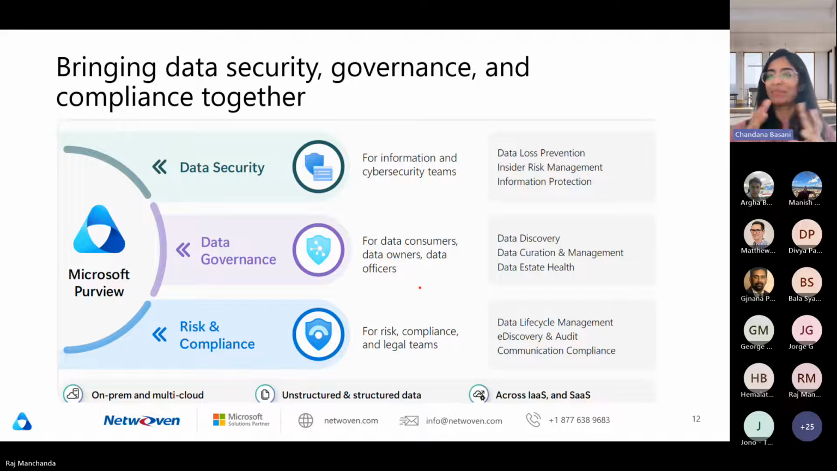So it has three main pillars: data security solutions, for protecting sensitive data, preventing any data loss, and managing insider risk. Data governance solutions, for discovering and managing data services, and also monitoring the overall health of your data estate. Data quality, etc., also comes into this. Then the next pillar, risk and compliance solutions, for meeting regulatory requirements and data lifecycle management. Things like data deletion policies and data retention policies will all be part of risk and compliance. Next slide, please.